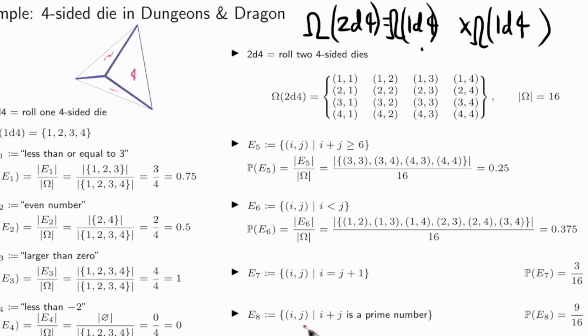And lastly, what about if I want ij such that i plus j is a prime number? Then you compute the sum and look for the results that are prime numbers. You will count it. It will be 9/16.